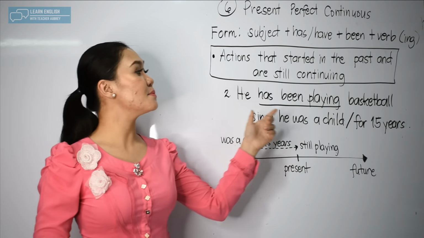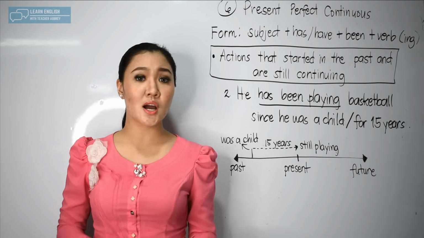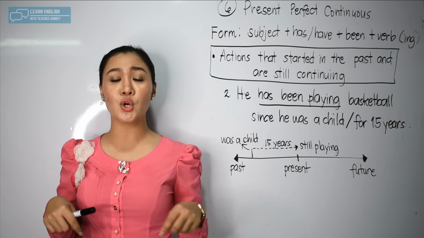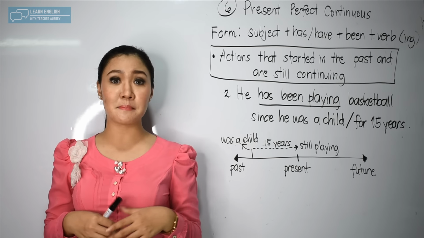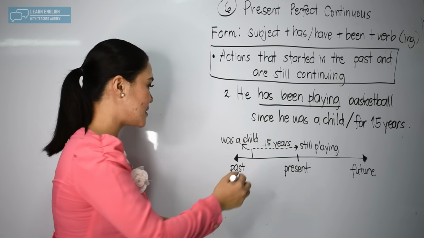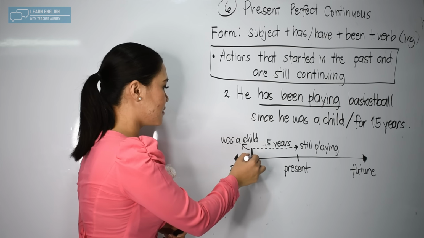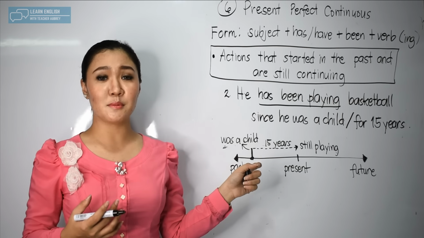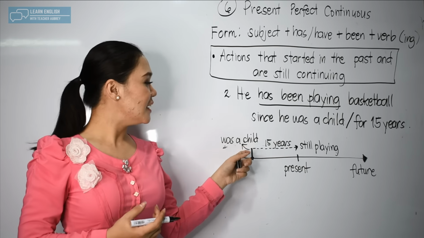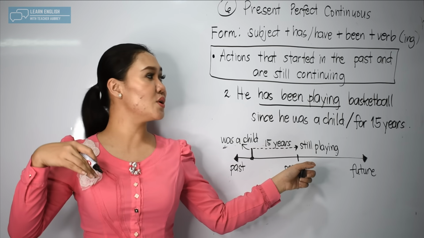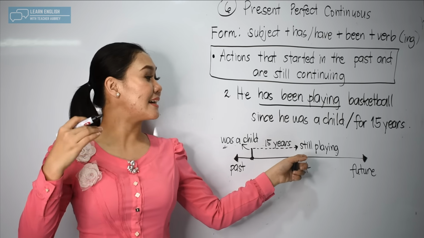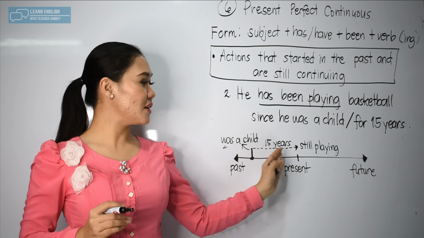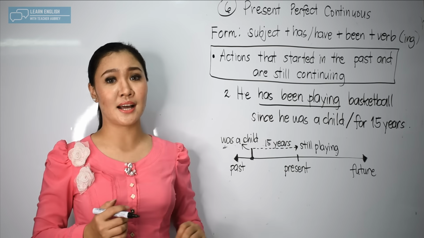Let's read. He has been playing basketball since he was a child or for 15 years. So, ang action dyan na nagsimula sa nakaraan at nagpapatuloy hanggang sa kasalukuyan ay yung paglalaro niya ng basketball. Let's look at the timeline here. So, let's say na nagsimula in the past, nung bata siya. Sabihin natin 5 years old siya niyan. Nung nagsimula siyang maglaro ng basketball, di ba? Napakahilig niya mag-basketball. 5 taong gulang pa lang, nagba-basketball na. Lumipas ang 15 taon at hanggang sa kasalukuyan, hanggang ngayon, okay? Naglalaro pa rin siya ng basketball. Okay? Lumipas ang 15 years, sabihin natin ngayong 20 years old na siya, naglalaro pa rin siya ng basketball.